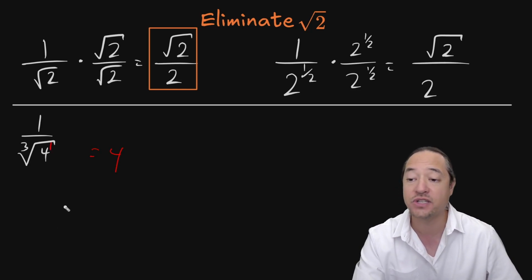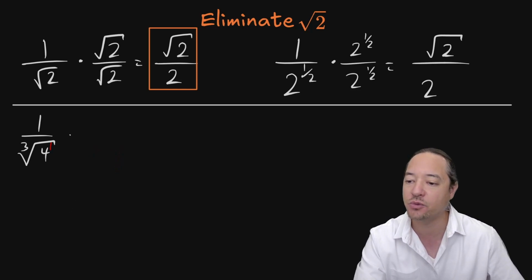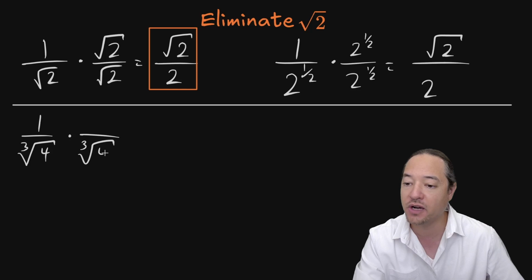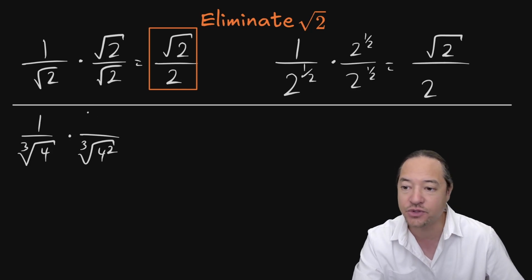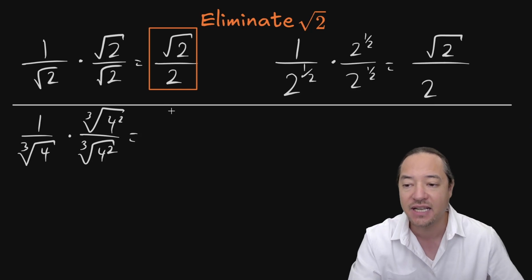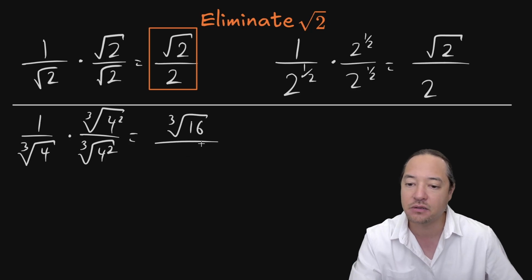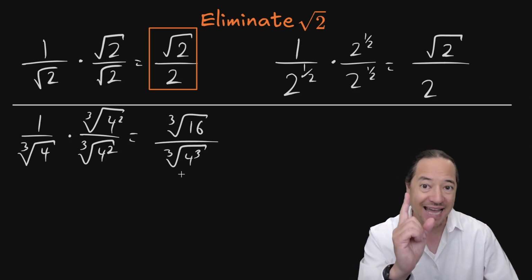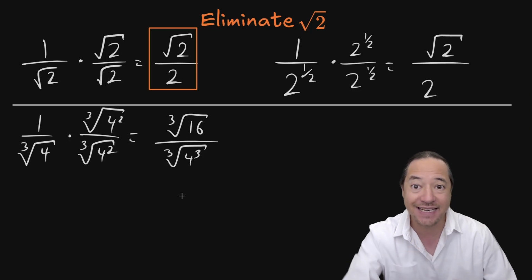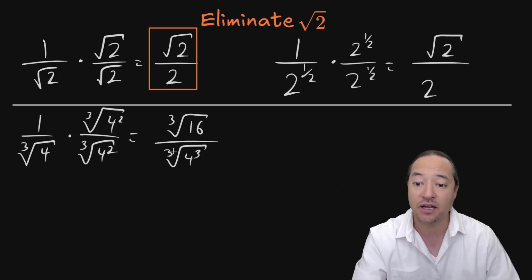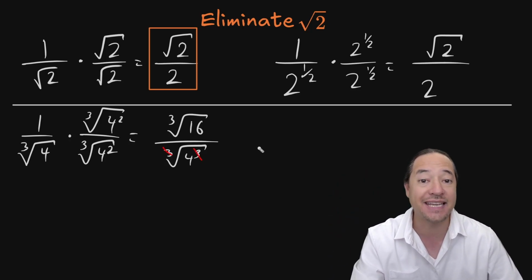We have 4 to the 1st power, so you can imagine essentially we have to multiply by the cube root of 4 squared, right? And we'll do that on the top and bottom. Because when I do that, on the top, I'm going to get the cube root of 4 squared. That's the cube root of 16. In the denominator, I'm going to get the cube root of 4 cubed. And that's really what we're looking for, because now that eliminates the radical, as these essentially cancel out.